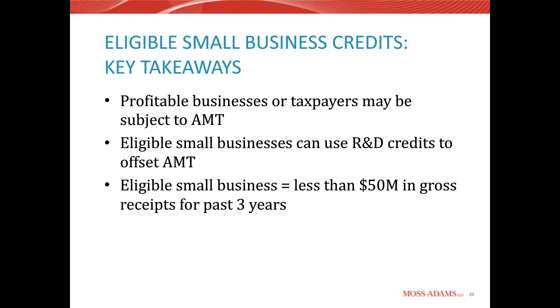Just some key takeaways on the eligible small business. It gets a little bit tax technical, but the bottom line is that profitable businesses are generally subject to AMT, and to varying degrees. And if now you're under the $50 million in gross revenues, you can use the credit to offset that alternative minimum tax. And eligible small business is pretty simply defined: less than $50 million in gross receipts for the prior 3 years.